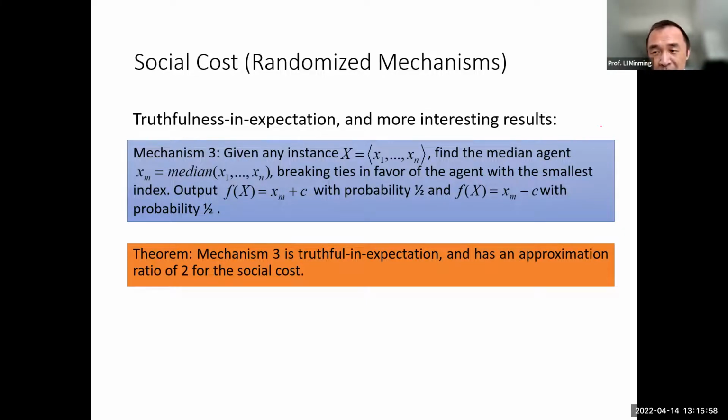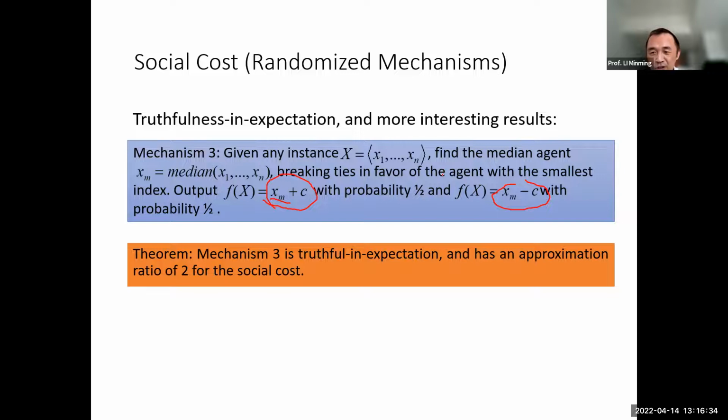So here, what's the mechanism we adopted? It's a variant of the median mechanism. Here, XM is the median agent, and we choose one of its two peaks with equal probability, half. Then we show that this mechanism has an approximation ratio of 2 for social cost. Okay, so this is about randomized mechanisms, and the difference between universal truthfulness and truthfulness in expectation.